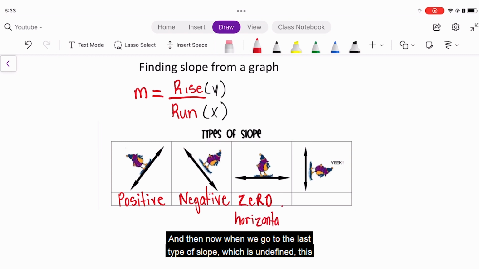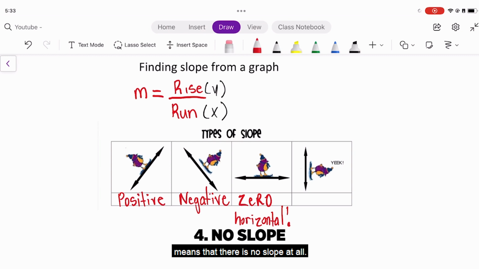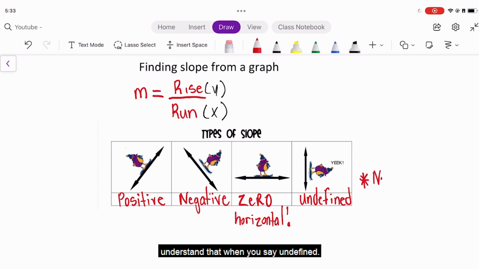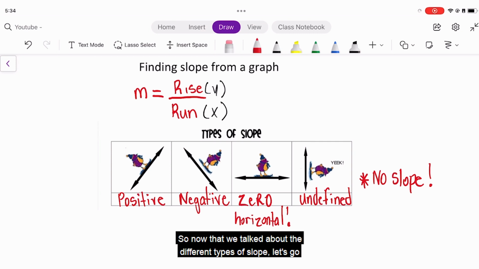Okay, and then now when we go to the last type of slope, which is undefined, this means that there is no slope at all. All right, and I like students saying no slope because sometimes they just don't understand that when you say undefined. So when you have a vertical line, guys, just remember there is no slope at all. No slope, not a slope of 0. No, there is no slope at all. So now that we talked about the different types of slope, let's go down and look at a few problems.